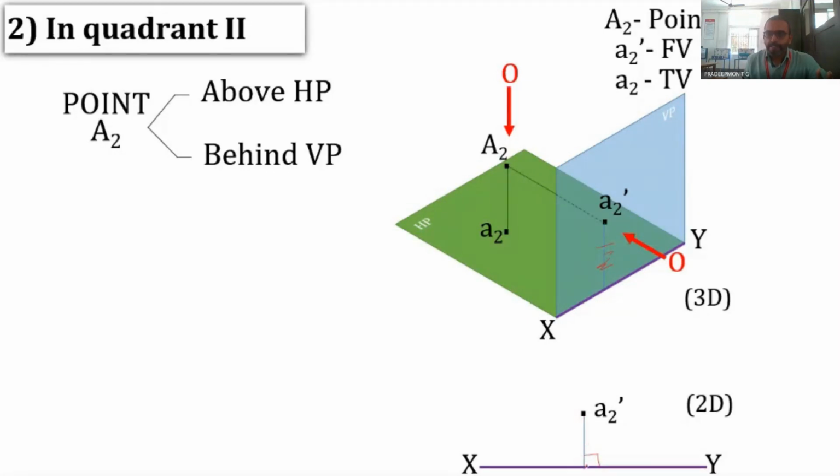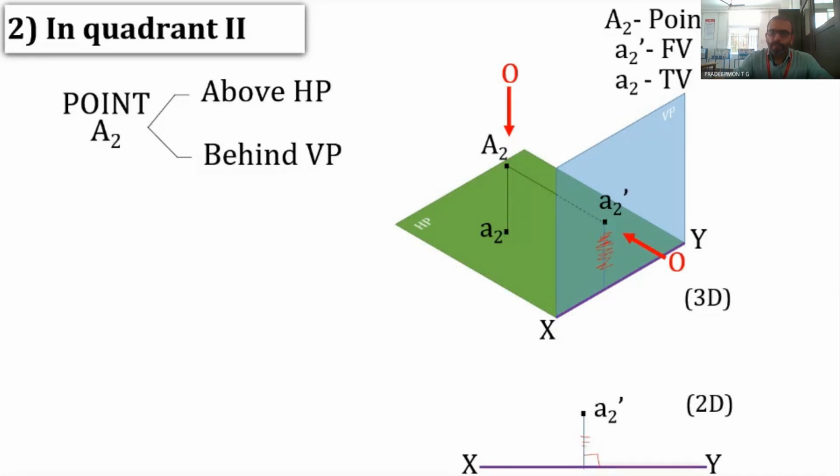And the distance of A2 dash in 2 dimensions from the XY line should be equal to the length of this blue line. The length of this blue line should be equal to the distance of A2 from HP, that is, how much distance the point A2 is above HP. That distance is represented by this blue line passing through A2 dash. So that distance has to be repeated here.